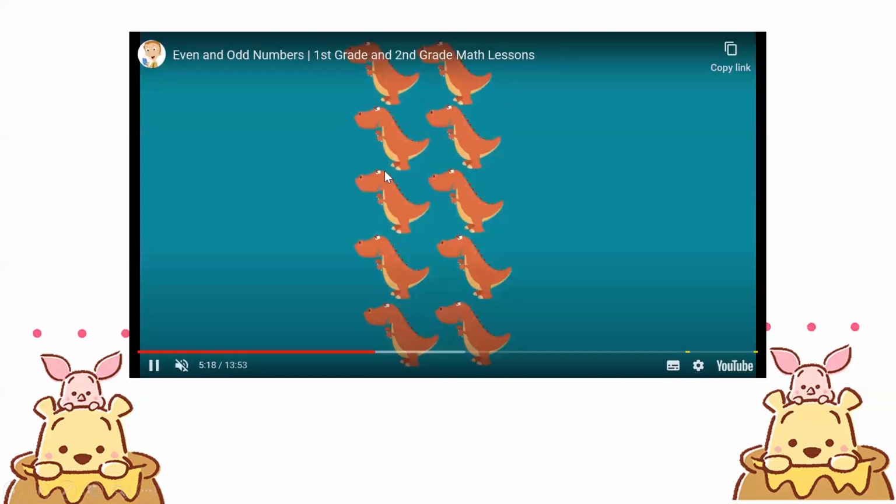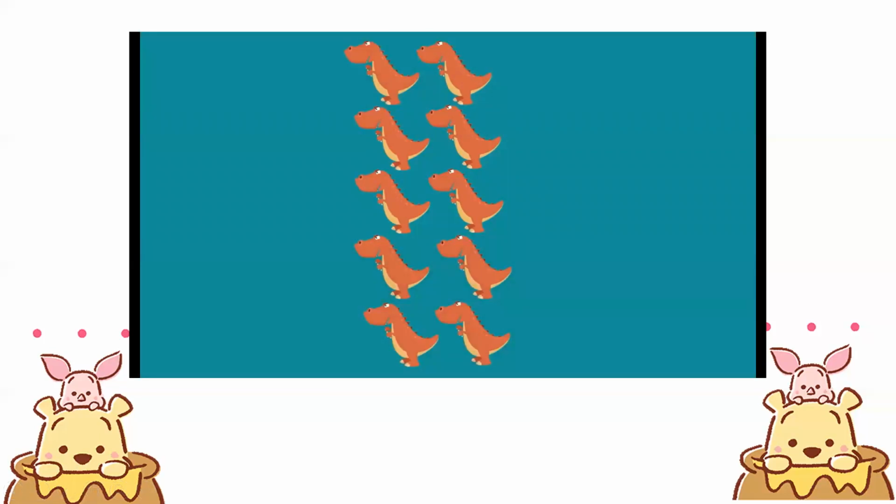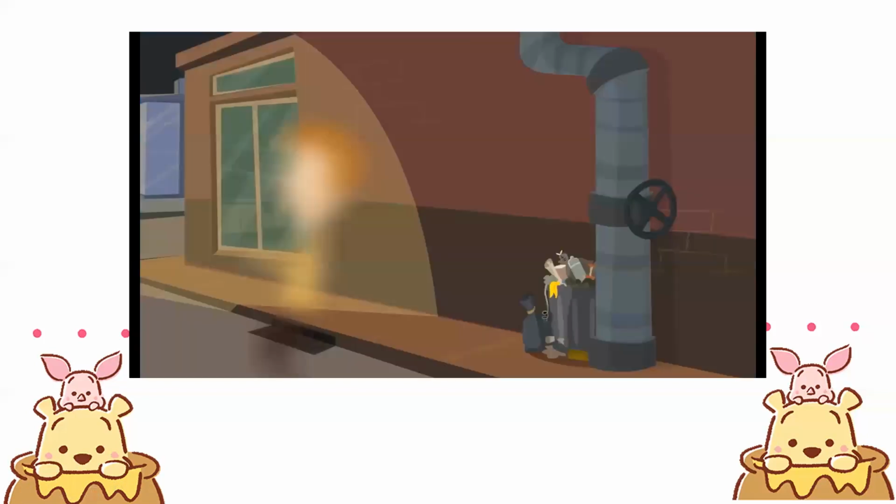Now look here, 1, 2, 3, 4, 5, 6, 7, 8, 9, 10. And these are all grouped into 2. That's why all the dinosaurs have their friends. No one is alone, so they are even. The number 10 is even.